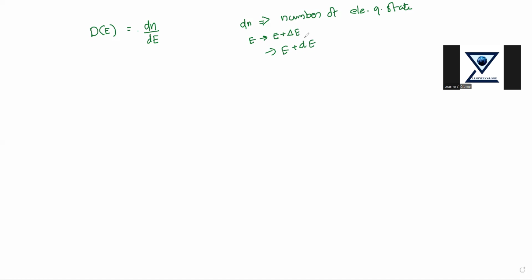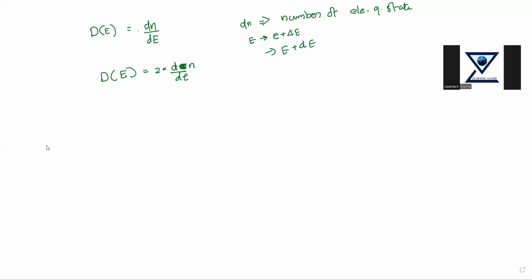Since each level has 2 electrons, as we know, we can write it as D of E is equal to 2 into dN by D. Now, there is no need to write this. This level is again dN by D into 2. That is the total number of electrons present, if one level contains 2 electrons, 2 times. So D of E is equal to 2 into dN by D.